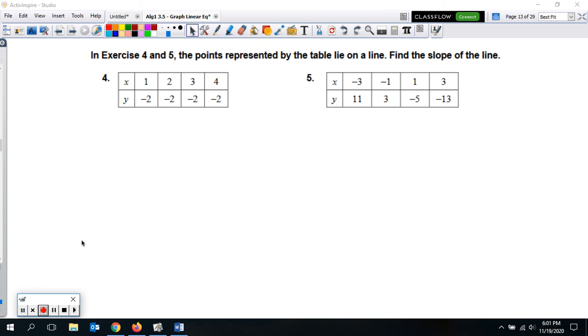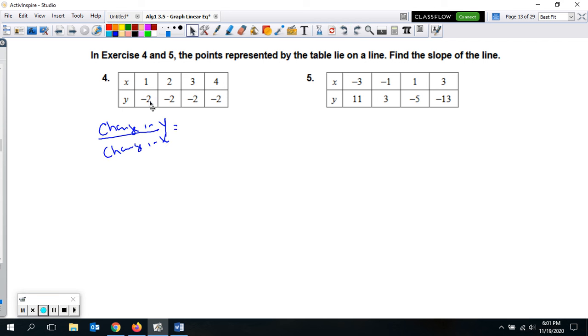Okay, so right below those three, we see 4 and 5. It says here that the points represented by the table lie on a line. So all these points lie on a line that we would graph, a single straight line. Find the slope of the line. In this case, instead of doing rise over run, because we can't see the actual line on the coordinate plane, we want to think about the change in y over the change in x. So write down change in y over change in x.